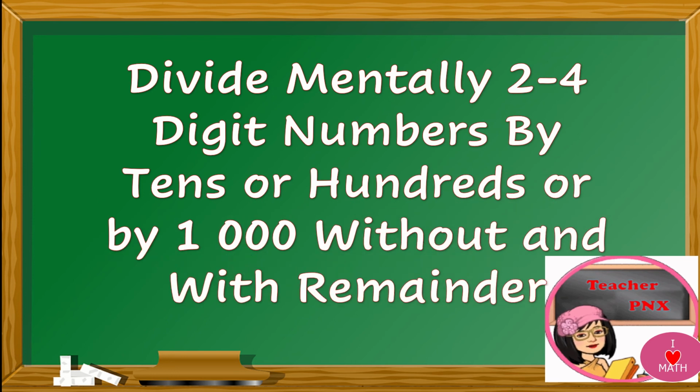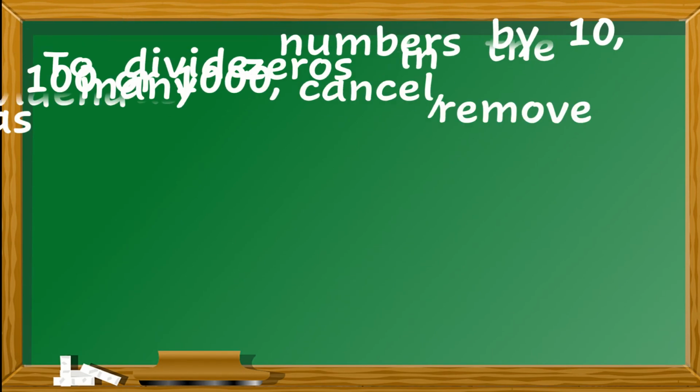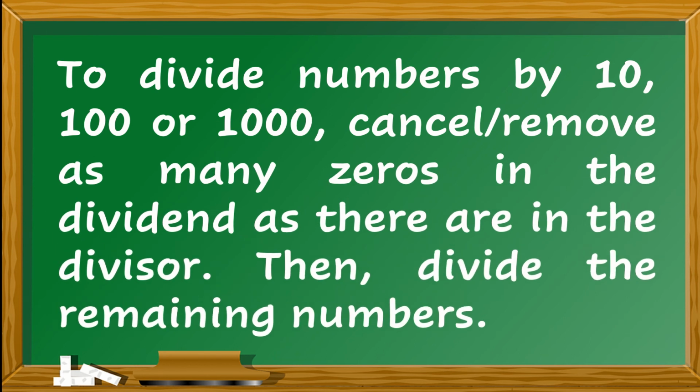Ang ating lesson ngayon ay to divide mentally 2 to 4 digit numbers by tens or hundreds or by 1,000 without and with remainder. To divide numbers by 10, 100, or 1,000, we cancel or remove as many zeros in the dividend as there are in the divisor. Then divide the remaining numbers.